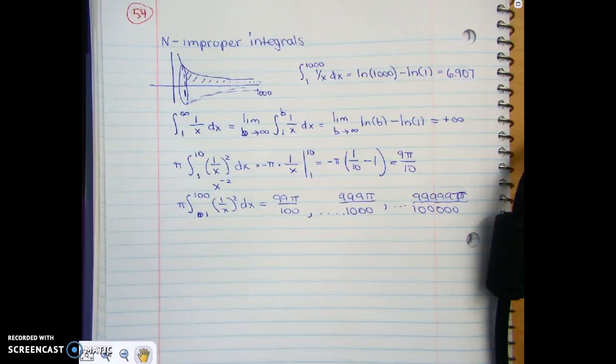So it would appear that we have a weird little situation going on here, where we have something that has an infinite area underneath the curve, and yet the solid that we create when we revolve it about the x-axis yields a solid whose volume is finite.